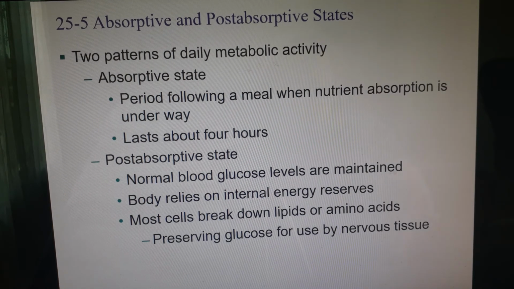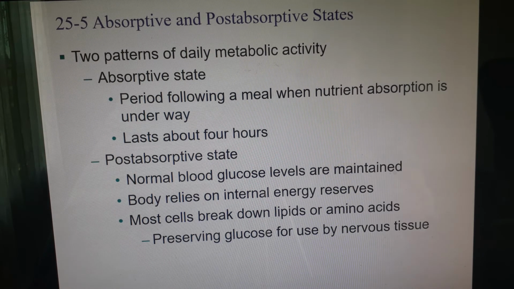Okay, so whenever you are going through your day and you are metabolizing things, you have 2 states. You have the absorptive state, where you're taking in metabolites, things that you've broken down through digestion, and that lasts about 4 hours. And then you have the postabsorptive state. In the postabsorptive state, you're supposed to maintain blood glucose, use your internal energy reserves, and then if you need extra energy, break down lipids or amino acids, preserving the glucose for nervous tissue.